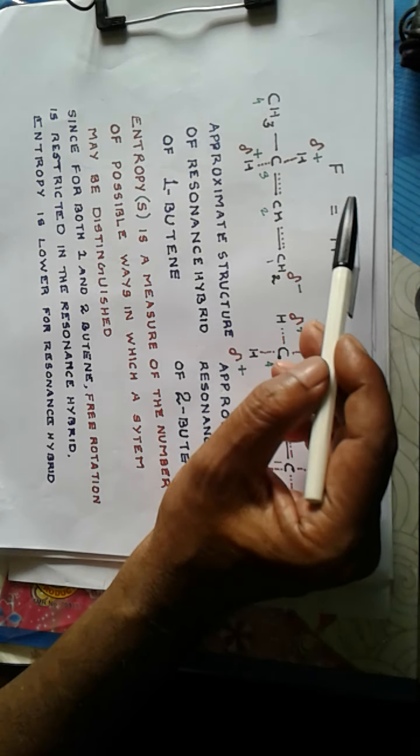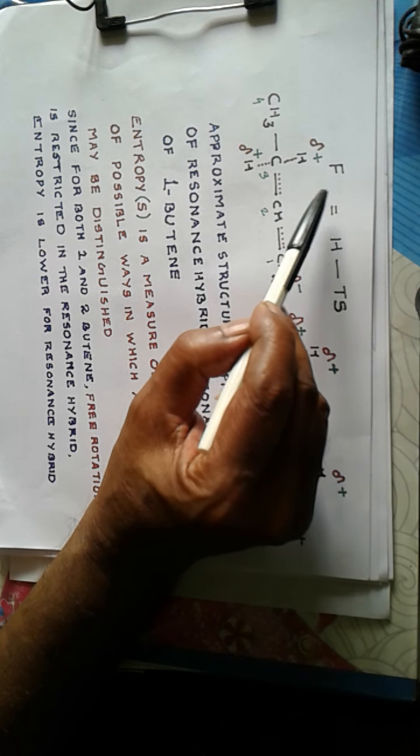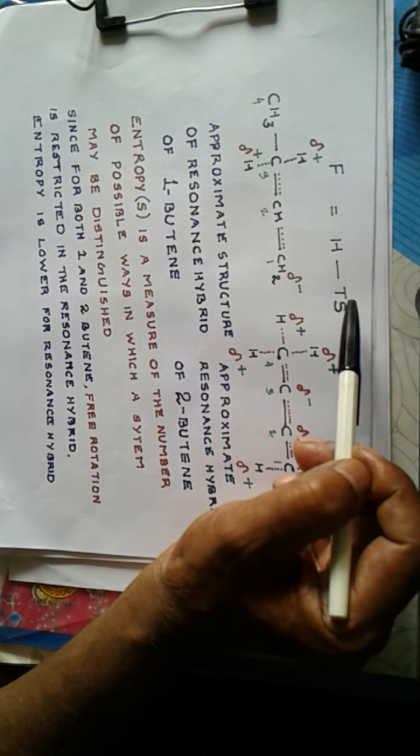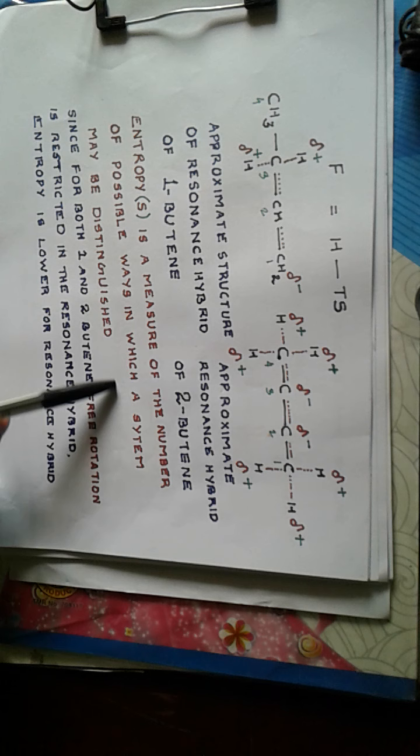Now in thermodynamics there is an equation F equals H minus TS, where F is the free energy. F is also denoted by another letter G, Gibbs free energy, both are the same. H is the enthalpy, T is the absolute temperature, and S is the entropy. Entropy is a measure of the number of possible ways in which a system may be distinguished. Take the example of the ethane molecule. You have seen two prominent conformers for ethane, that is eclipsed and staggered conformations.